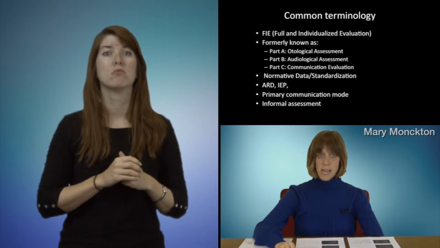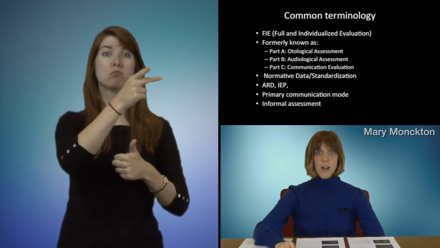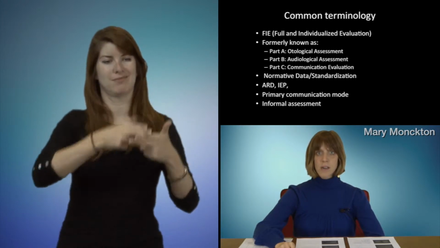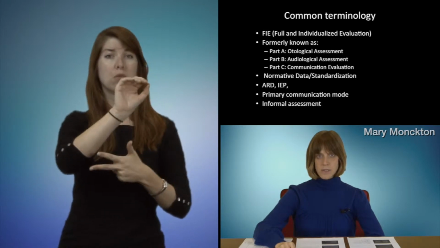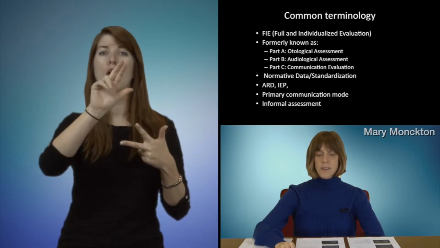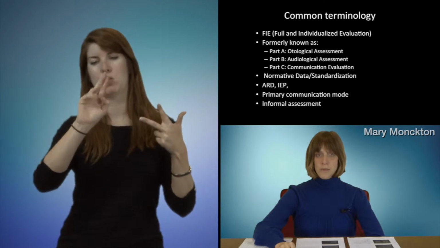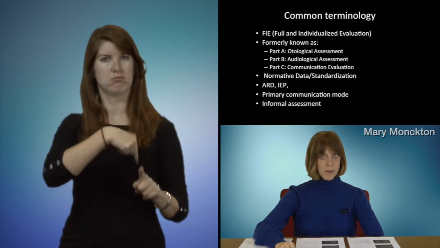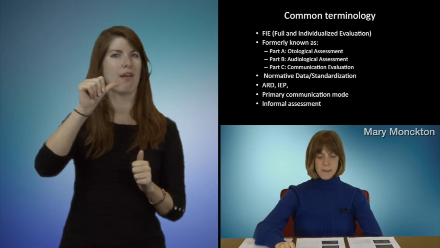These terms, Part A, Part B, and C, are no longer used. We just refer to these three criteria, otological, audiological, and communication evaluation, as the three ways that we determine if a child qualifies as a student with an auditory impairment here in Texas.